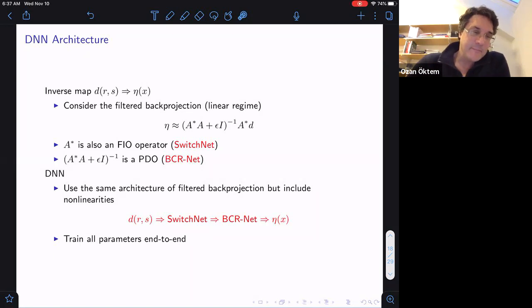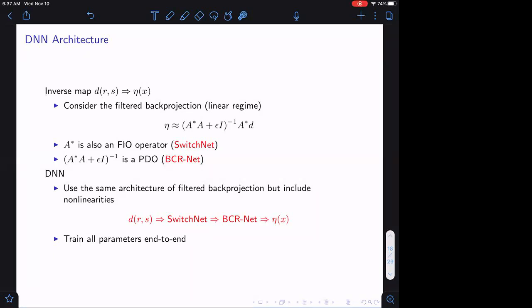Okay, so thanks for the questions. What we do now is that we know this can be represented by SwitchNet, and this can be represented by BCRNet. So I just concatenate them together. From my input, I apply the SwitchNet to implement A star, and apply the BCRNet to implement this, and this will give me the result. So far, I only have an architecture. It's like someone told you, I'm going to use a convolutional neural network for an image classification task, but I haven't told you anything about the internal weights. This needs to be trained.